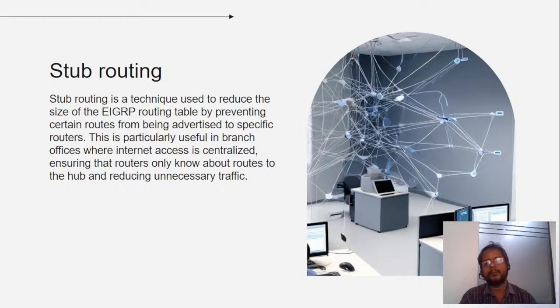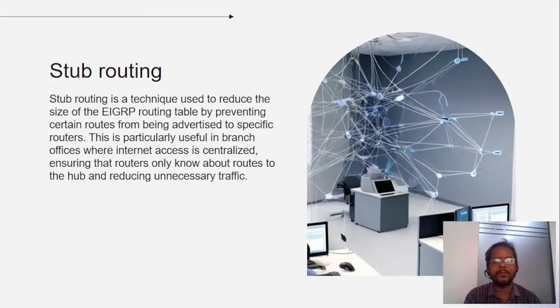Like if one neighbor router has failed, or one interface is down, what will happen? It will send the query to all the upstream neighbor routers, and this way the traffic will increase. So we can actually minimize that query process by using stub routing. That is a feature of EIGRP.